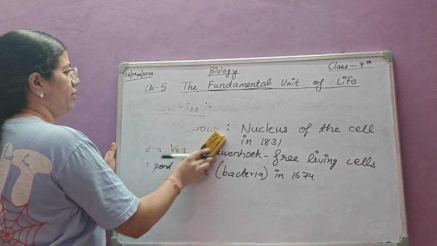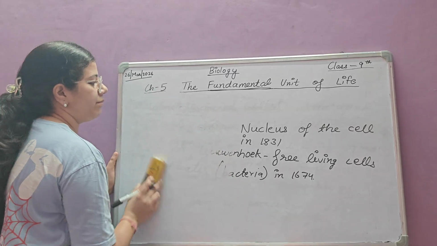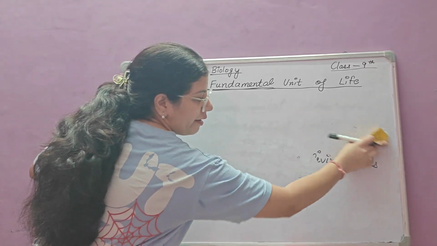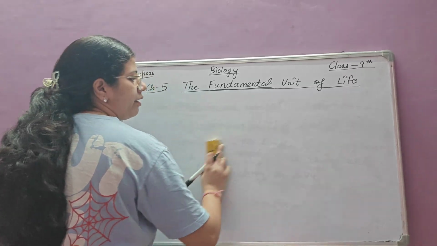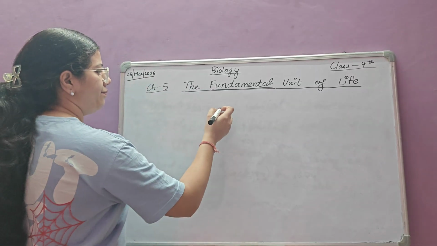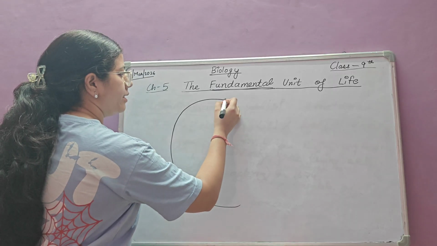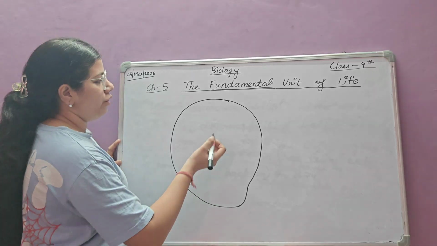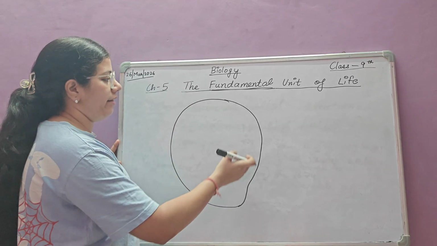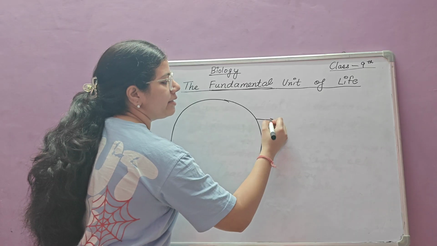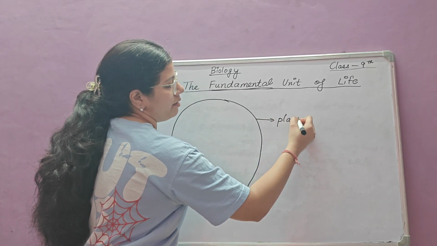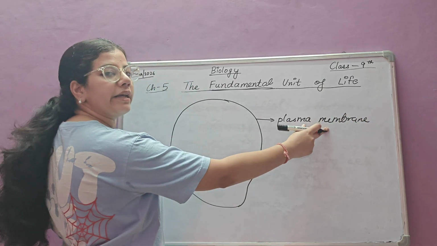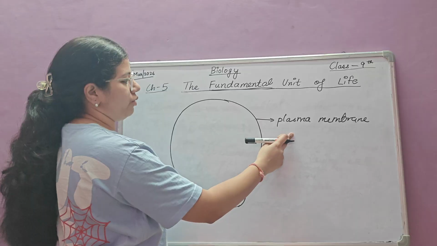So now we have discussed the definition, some discoveries, important scientists, what they did. Now, basically, if we consider a cell, this is a cell. It's a rectangle. Okay. So what is there in the cell? The outermost layer is the plasma membrane. Plasma membrane, that is selectively permeable. It is present in plants as well as in animals.